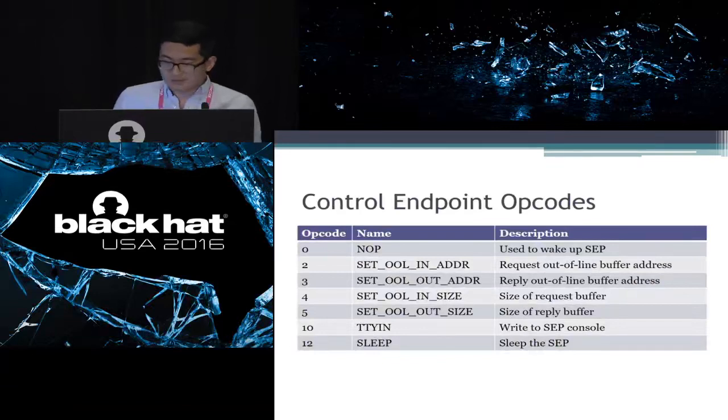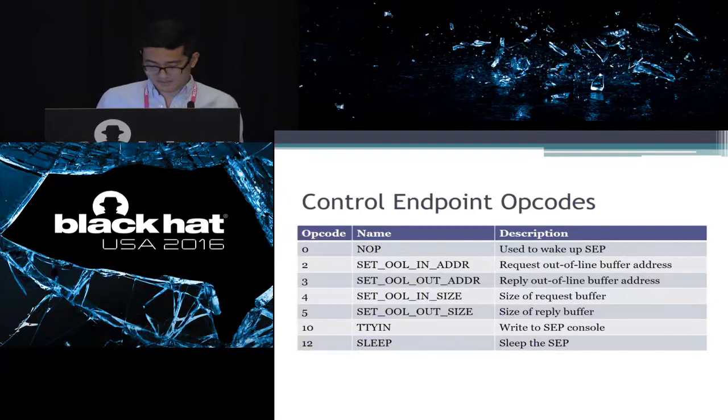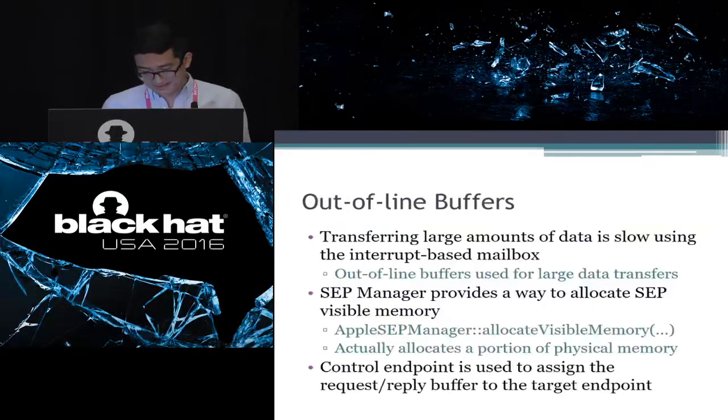So here are some of the opcodes that the control endpoint supports. As you can see, you can set up addresses and sizes for these out-of-line buffers. So what are out-of-line buffers? They're an important part of communication between the AP and SEP.